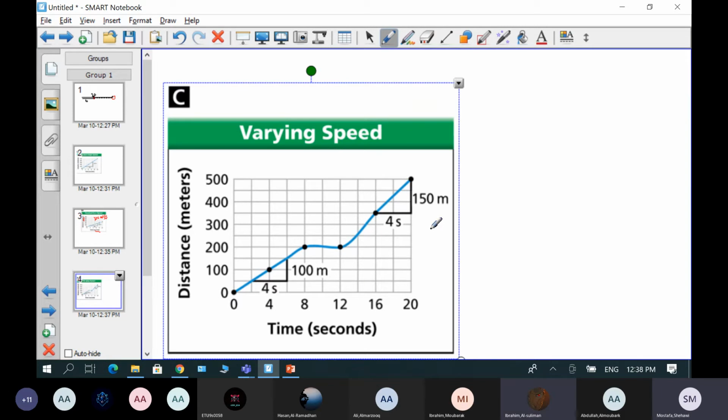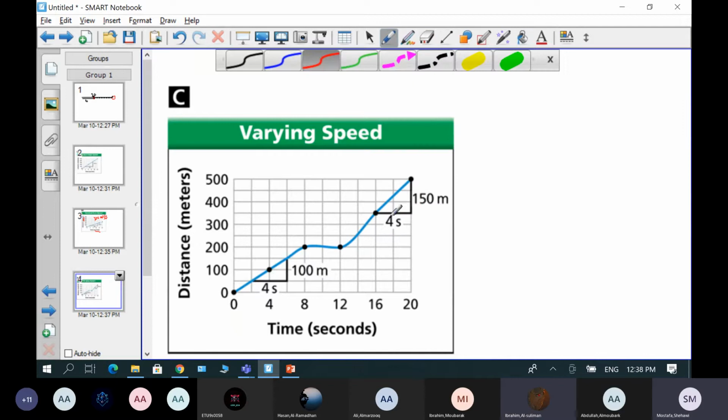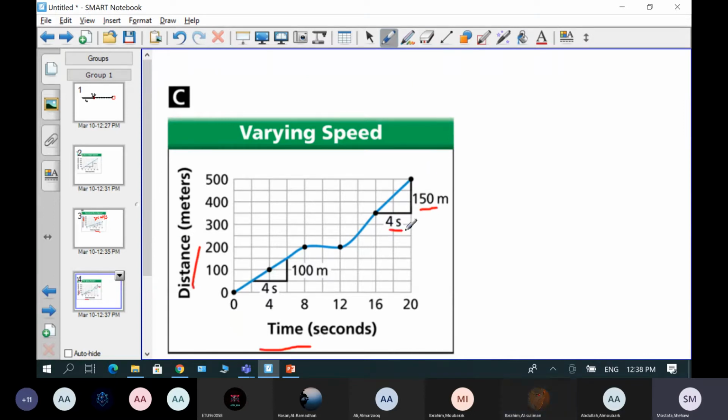12 to 20. 8 seconds. No, I want speed. If you want to find speed, Ibrahim, you divide rise over run. Right or not? Yes. So what is the speed? Because we have distance here and we have time here, distance over time, we'll have this one. So what is the distance? 37. 37, bravo. 0.5 meters per second.